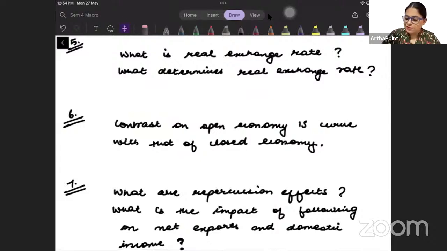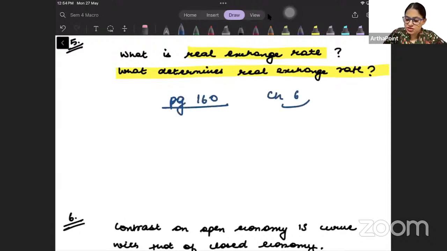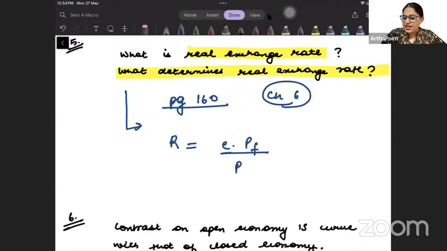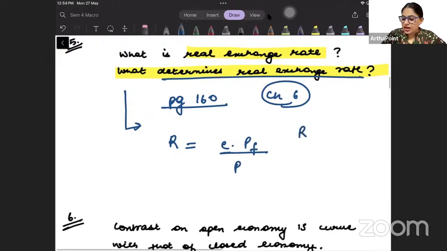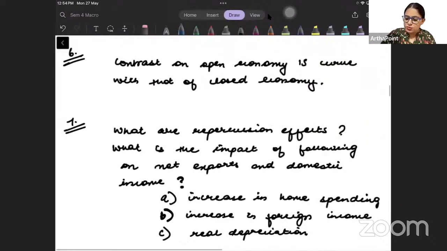Okay, beta, question number 5 now. So this says, what is real exchange rate? What determines the real exchange rate? The answer to this question is on page 160 of chapter number 6 again. In this, you will go ahead and give the formula of real exchange rate, that R is equal to E PF by P. And यहीं से you will tell the factors that R is a function of nominal exchange rate, foreign prices and domestic prices, और in तीनों को you will go ahead and explain, right?